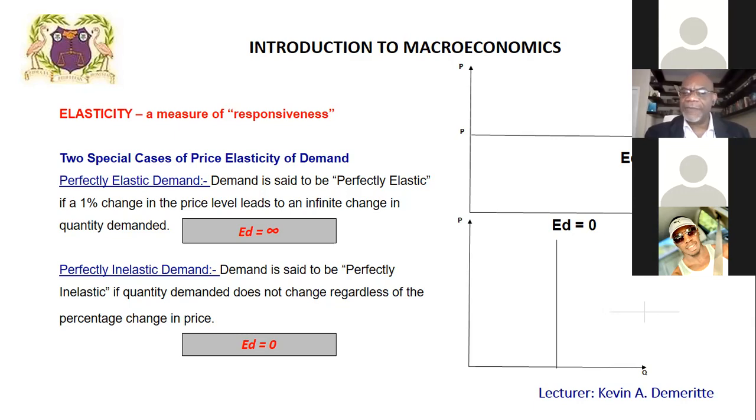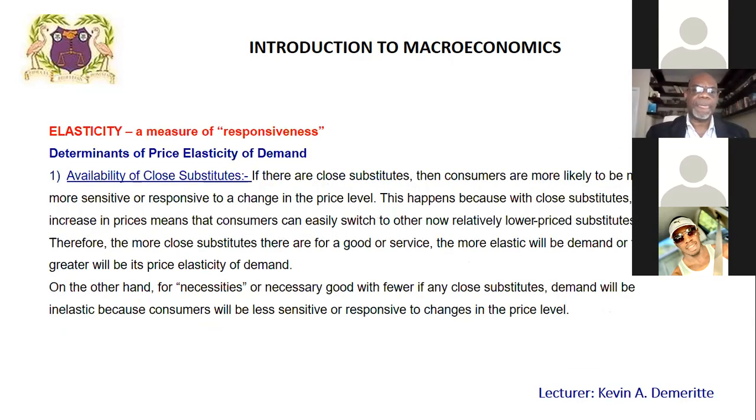Elasticity of demand of infinity and elasticity of demand equal to zero. Okay. So what can affect our responsiveness? What can impact how sensitive we are to changes in the price level? Remember when we were talking, way back in our macro days, about what can affect the demand for a good or service. Well, we're also now interested in what can affect the price elasticity of demand. What can make us more sensitive or more responsive to a change in the price level?